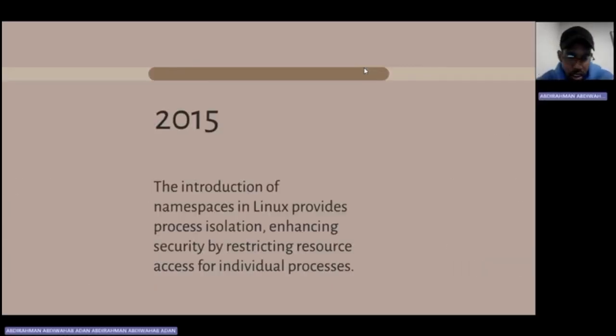By 2015, the introduction of namespaces in Linux provided process isolation, enhancing security by restricting resource access for individual processes. In 2015, Linux added namespaces. This feature allows process isolation, giving each process or container its own isolated view of the system. It is like putting each app in its own secure bubble, restricting what it can see and touch.